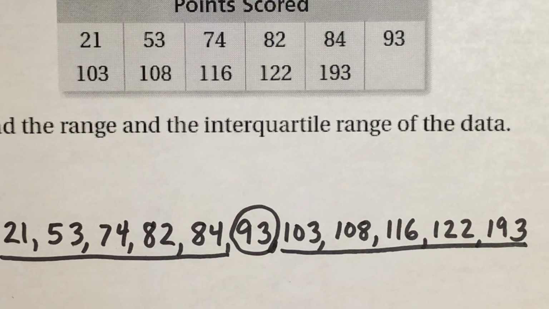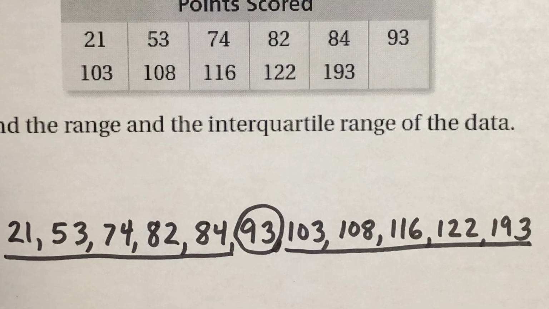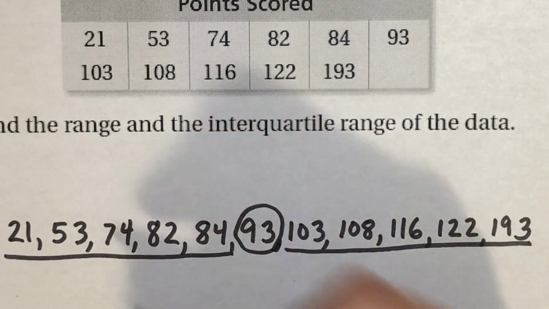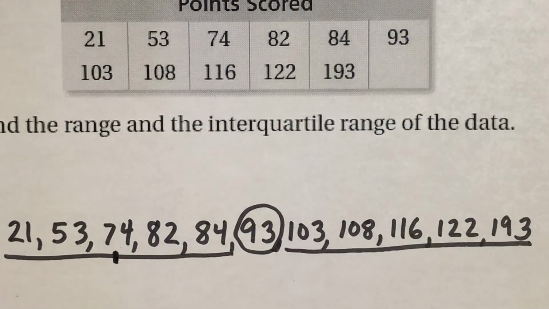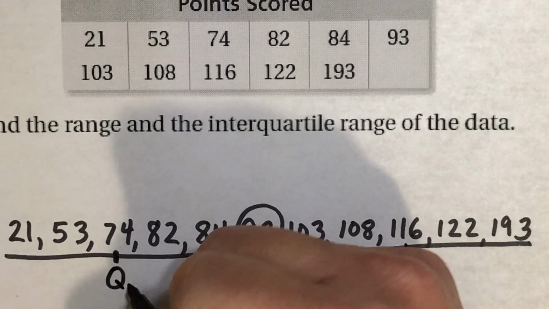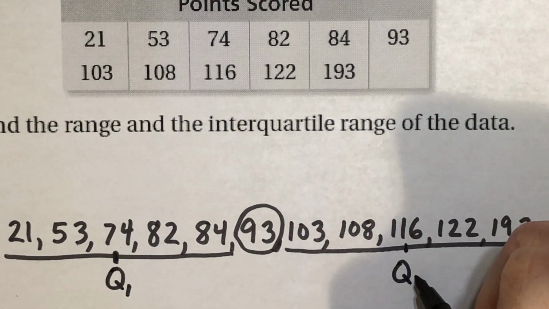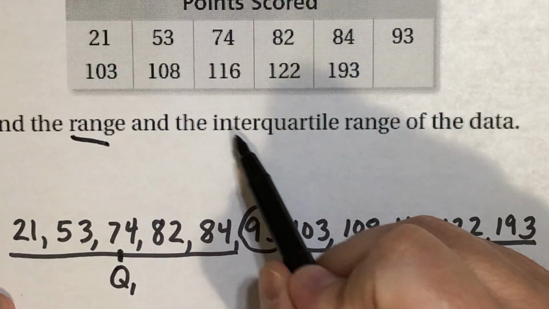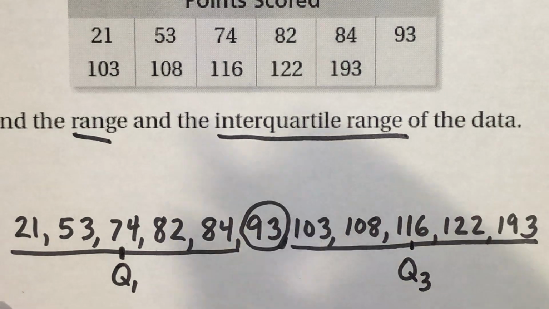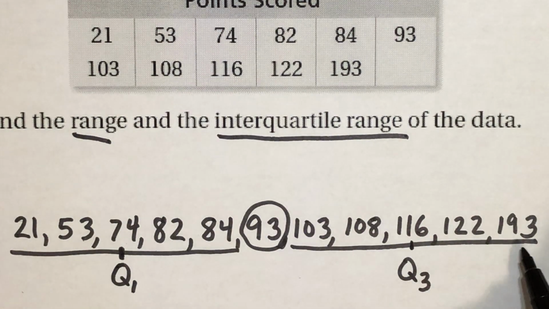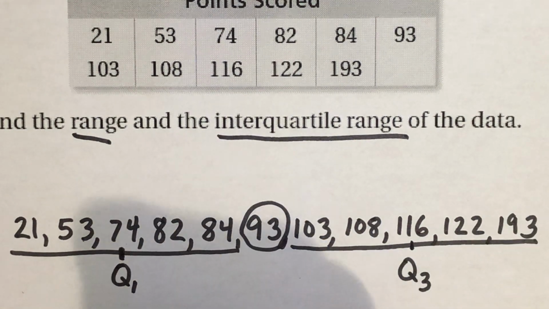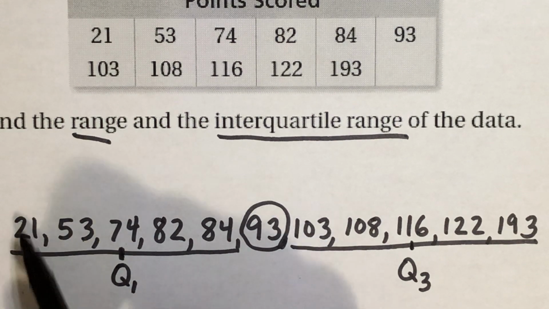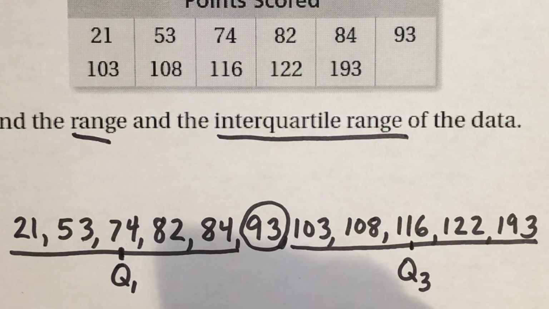So now that I've done that, I'm going to go ahead and find the middle of the lower half of the data. That's right here. And the middle of the upper half of the data. And that's right here. So this is quartile 1, and this is quartile 3. Now, I've done all that work. I can go ahead and find the range and the interquartile range. To find the range, I'm going to subtract my upper extreme, 193, minus my lower extreme, which is 21.